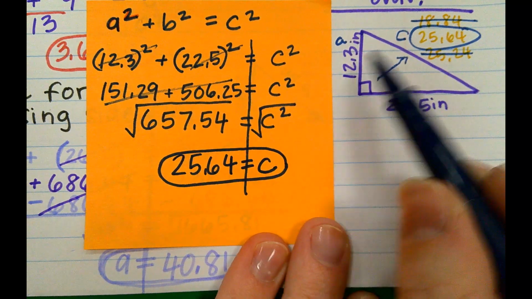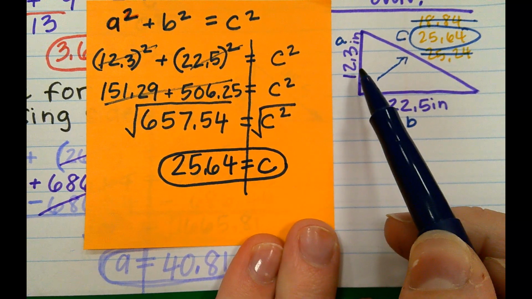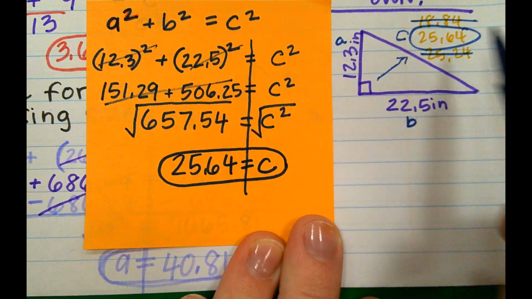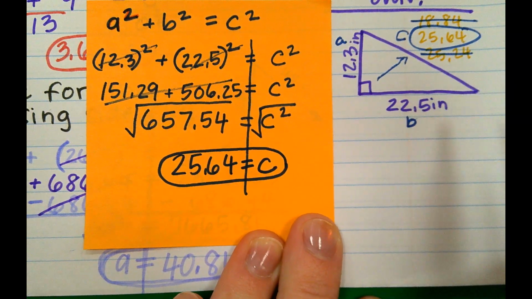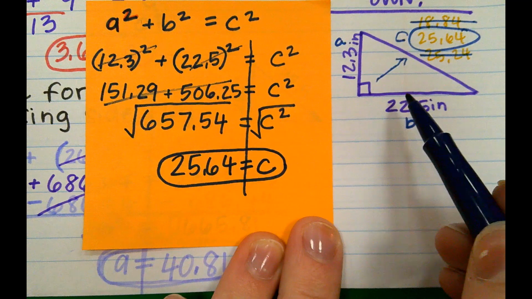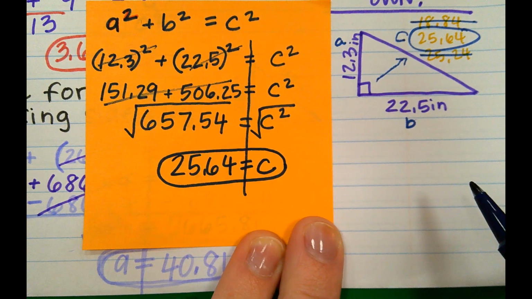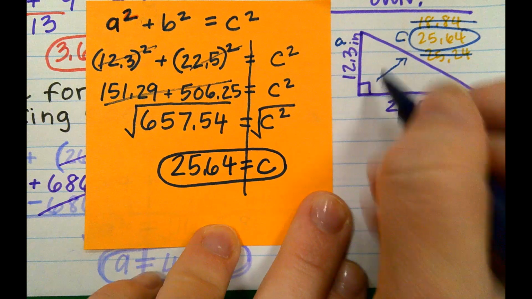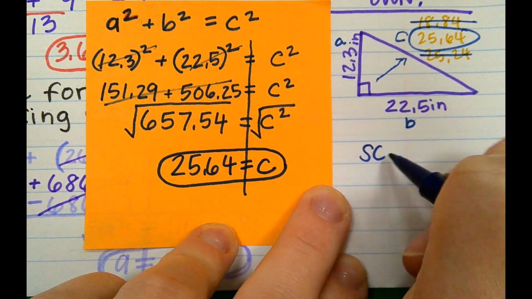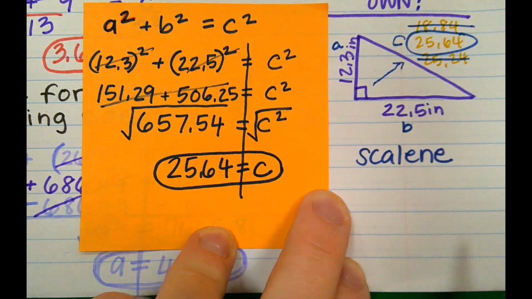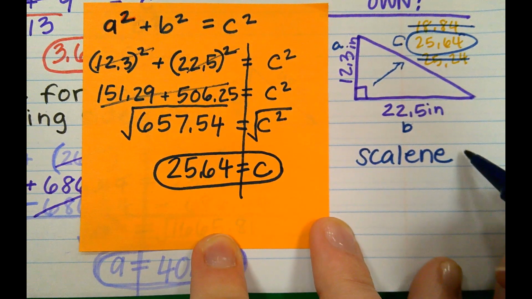So on this one, for example, do I have all sides the same length? No. Do I have two sides the same length? No. So what kind of triangle would this be? Scalene. Sorry, I got mixed up. You're okay. Scalene is the type of triangle. This is three sides that are different.